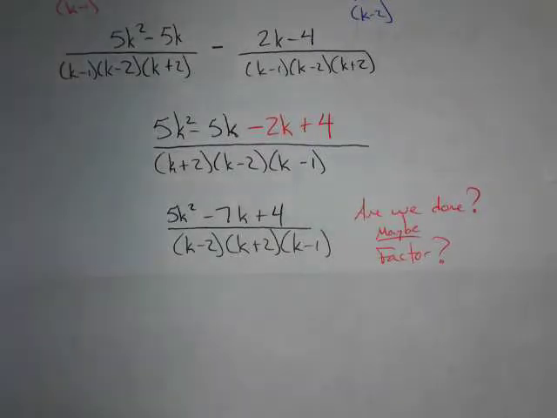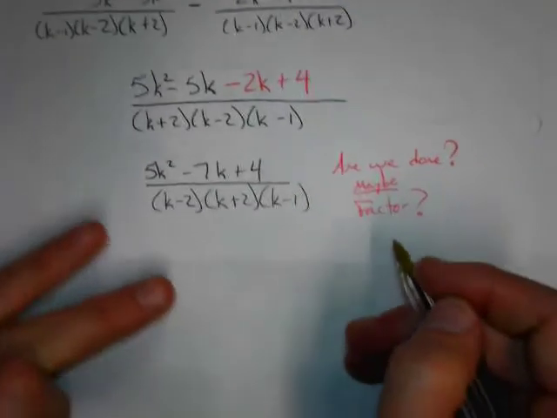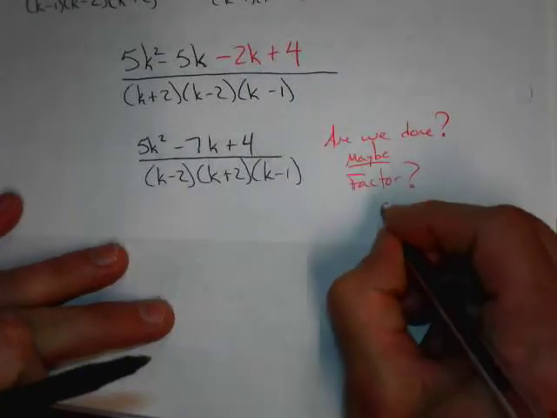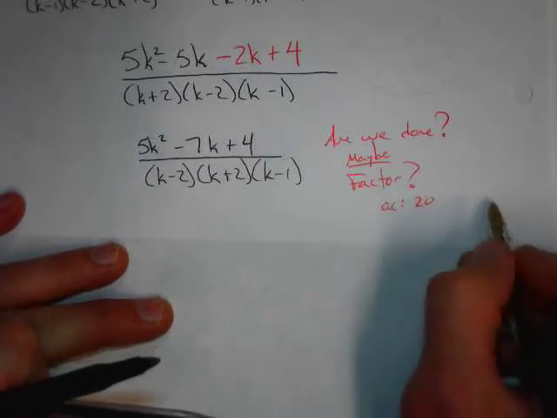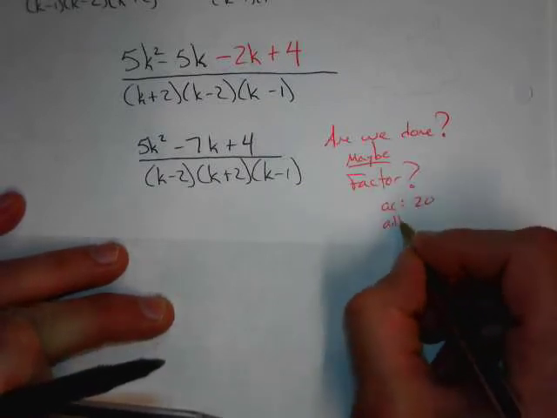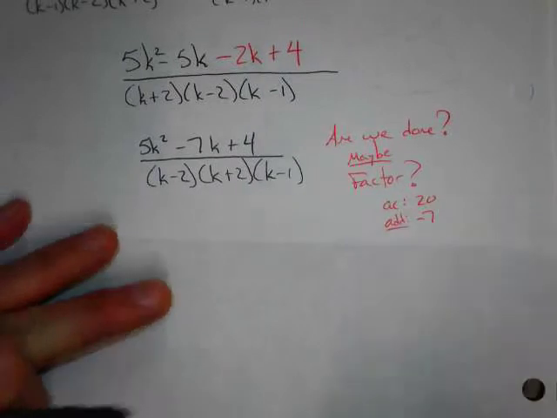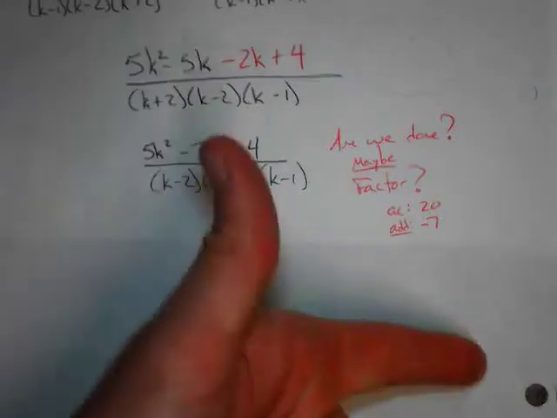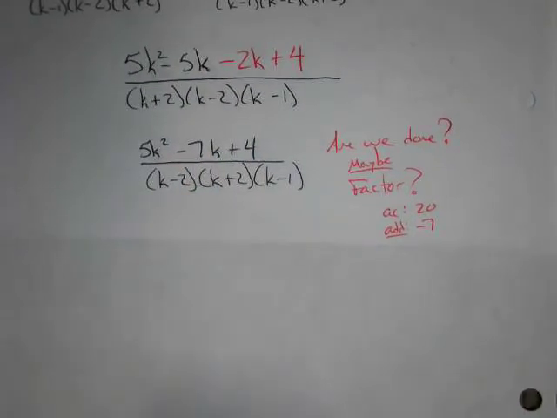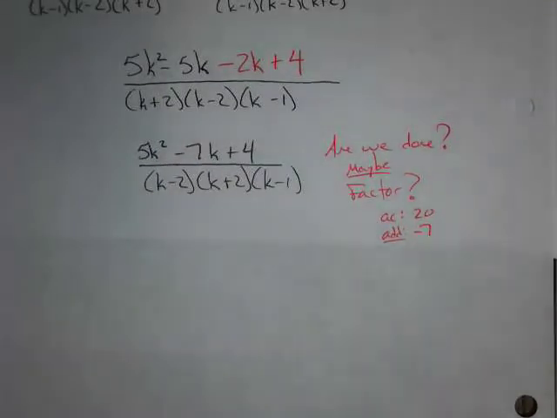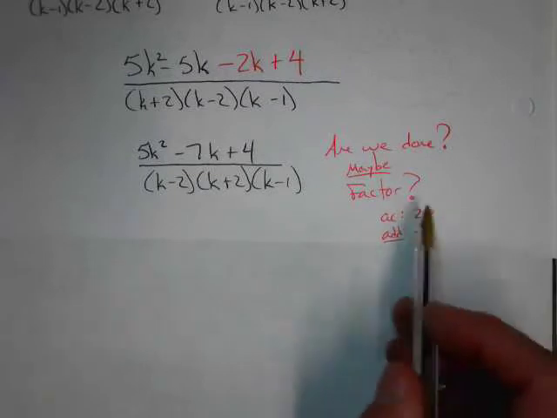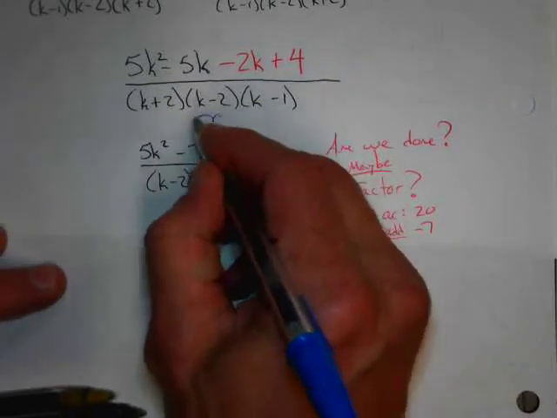Well, we got to remember a times c, right? So a times c, 5 times 4 is 20. Are there any things that we can multiply together to give us 20 that, when we add them, we get negative 7? Okay, so we got 1 and 20, no. 2 and 10, no. 4 and 5, no. So we can't factor that numerator, so we're done, right? Can we factor it? No, so we're done.